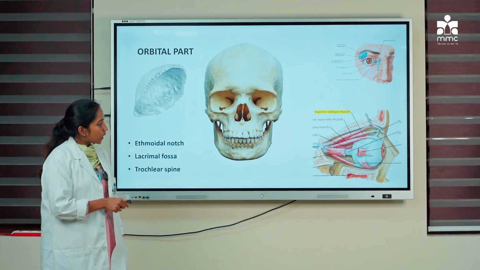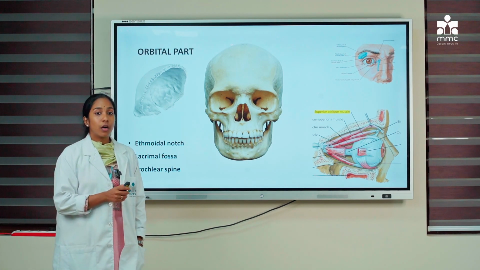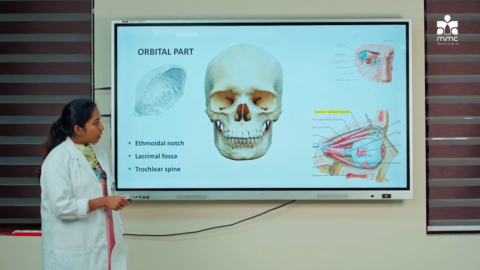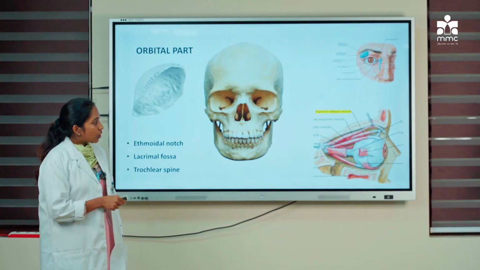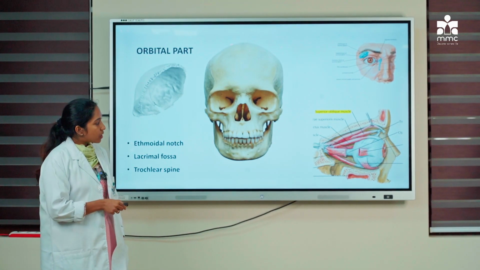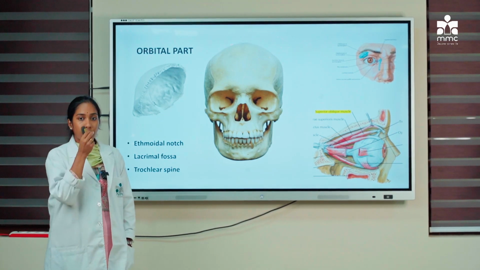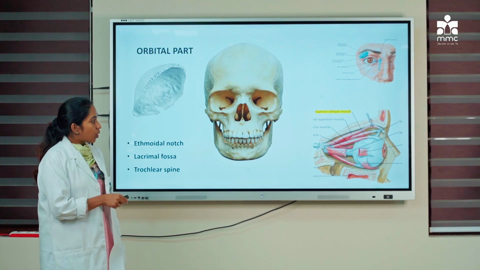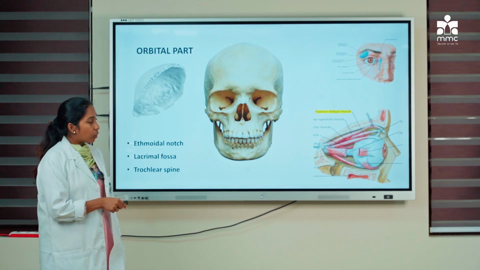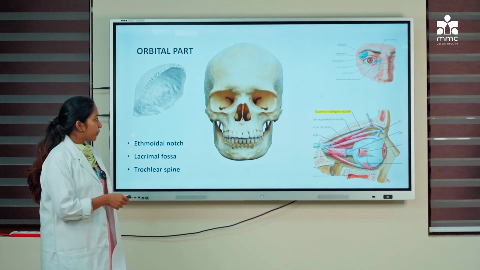So here we can see in this trochlear spine a connective tissue is present, so that your superior oblique muscle passes through this pulley. So in the trochlear spine a fibrocartilaginous pulley is present. The superior oblique muscle takes origin, passes through this pulley and then moves to its insertion.